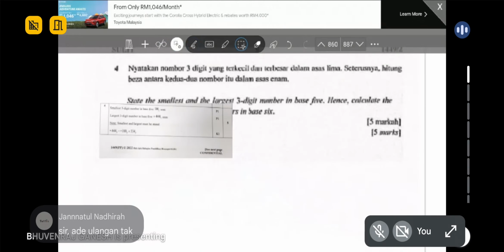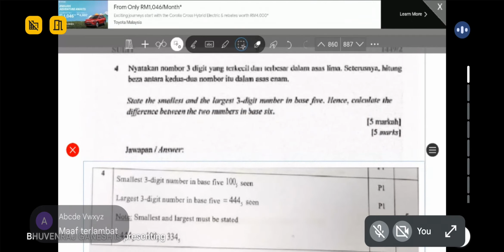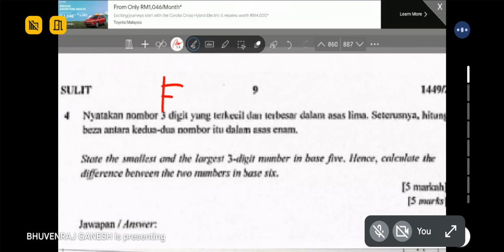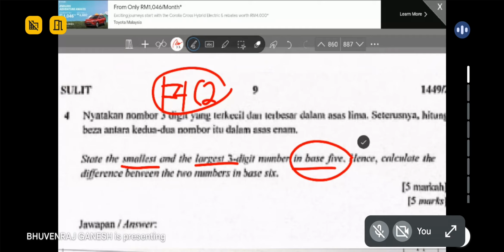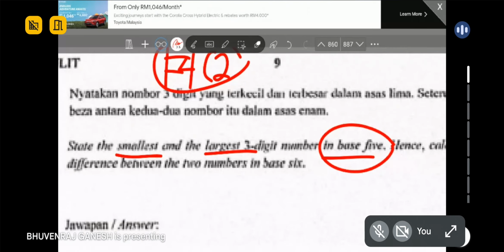So next question guys. Question number 4. Okay, so for question 4 is okay, no problem. Okay, so for this one guys, base numbers. Okay, asas nombor. So this is form 4 chapter 2 guys. Okay, so they tell you state the smallest and largest 3-digit number in base 5. Okay, this is a good question guys. Apa nombor terkecil dalam asas 5? Anyone of you guys know the answer?